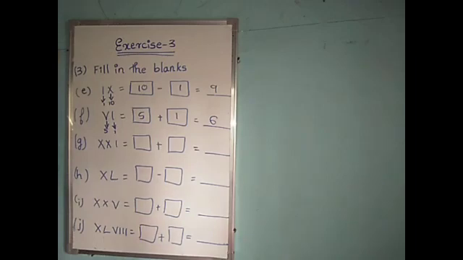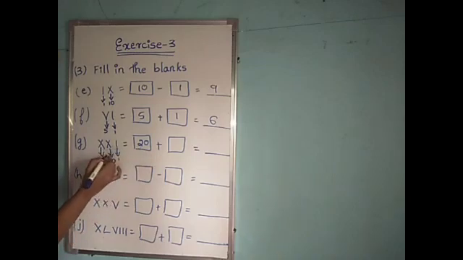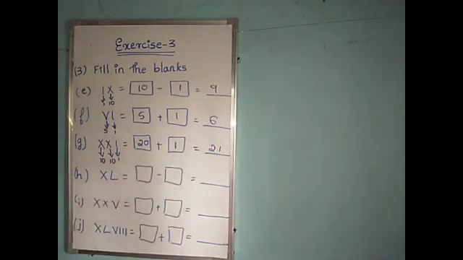The next one. Here X is the symbol of 10, X is the symbol of 10 and I is the symbol of 1. Here how many times X is repeated? 2 times. So 10 plus 10, 20. I is the symbol of 1. So 20 plus 1 is equal to 21.